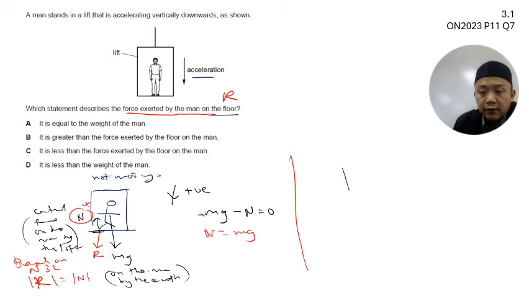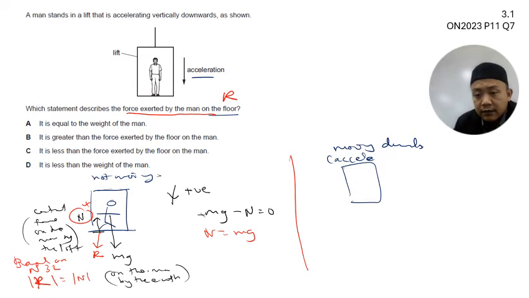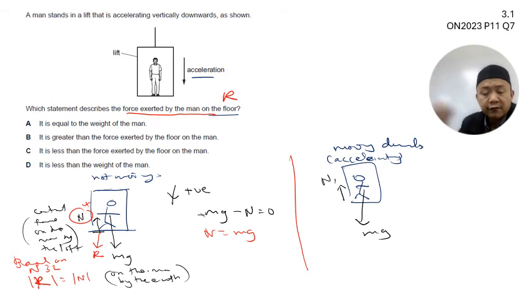Now let's consider when the lift is moving downwards, or what we call accelerating. We've got the man here. mg is still there because the man is not out in space, not at the moon or on a different planet. And then we've got another N here, which we label as N1, to differentiate it from the N when it is not moving, which would be N naught.